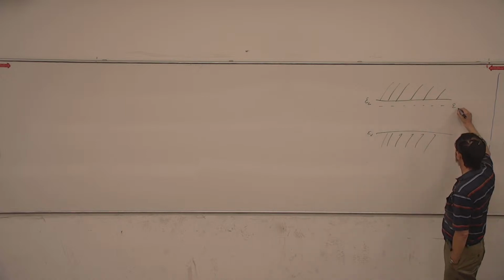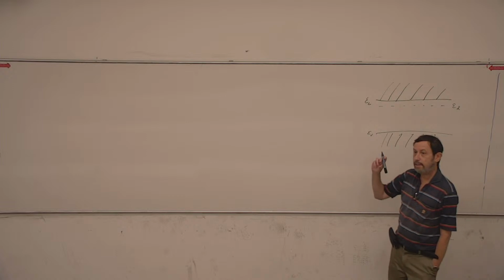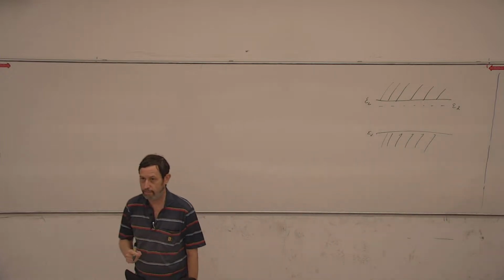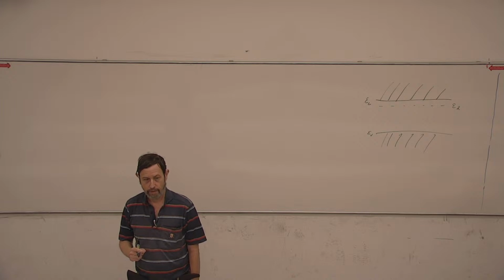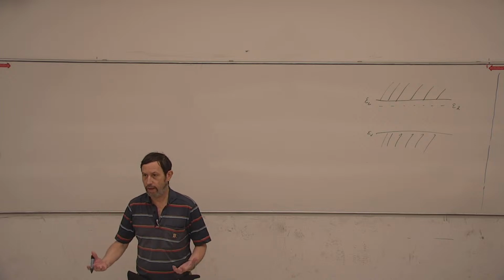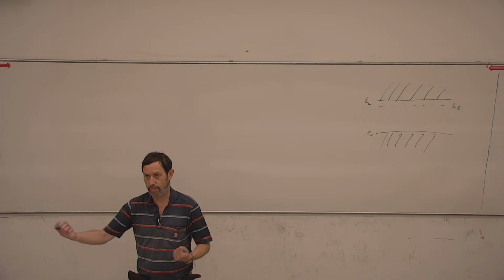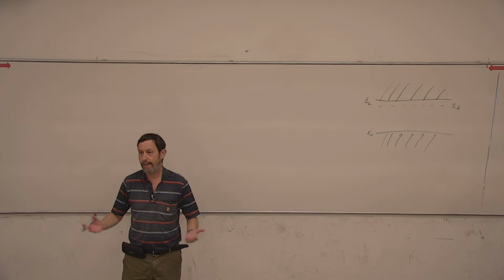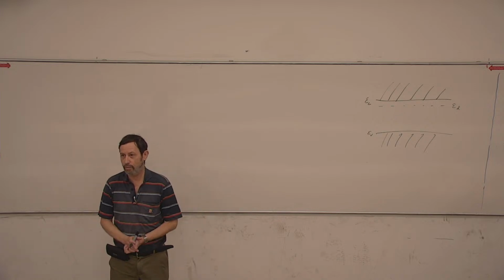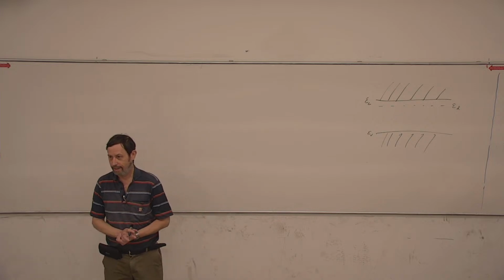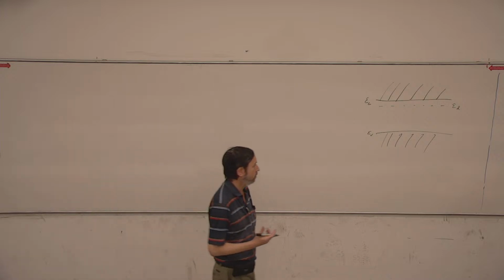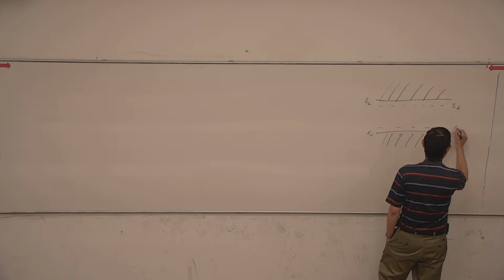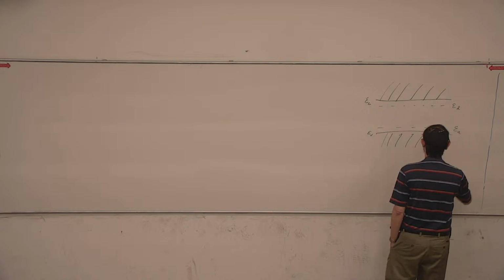Donors are somewhat lower in energy than the conduction band. Why? Because they have an extra electron, but it's bound to them, so it reduces its energy by a factor of 100 relative to the hydrogen atom ionization energy. And we have acceptors, which is a mirror picture.